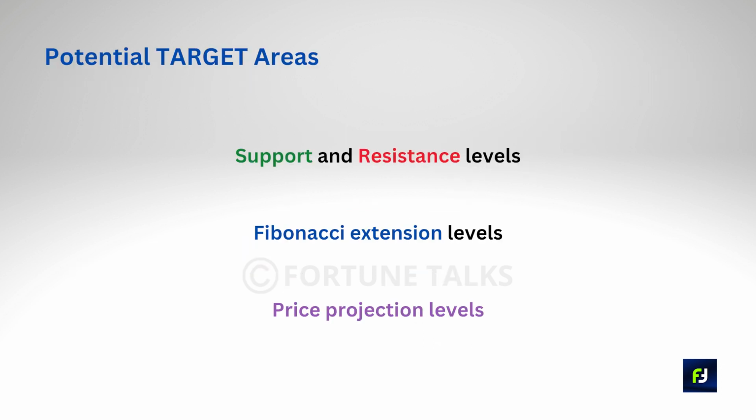Now with that concept in mind, there are three possible areas to set your profit targets. Quite obviously, number one are the support and resistance levels, number two are the Fibonacci extension levels, and finally the chart pattern price projection levels. Now let me explain each one of them.